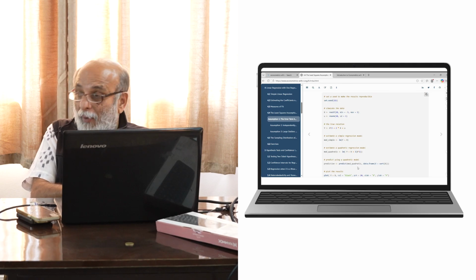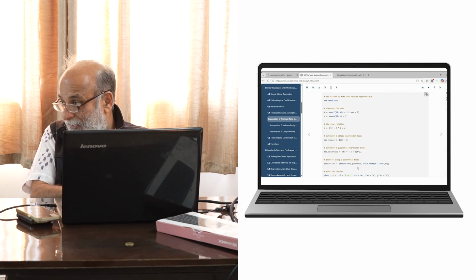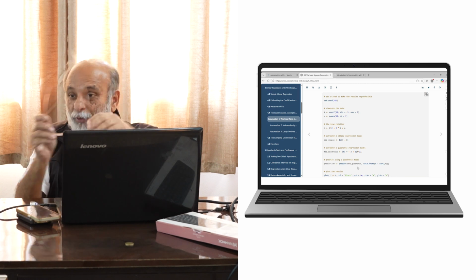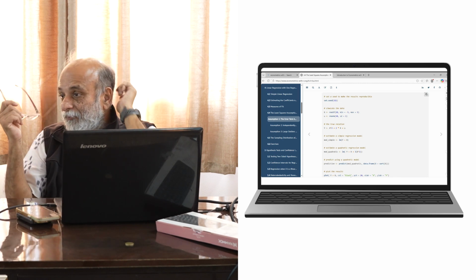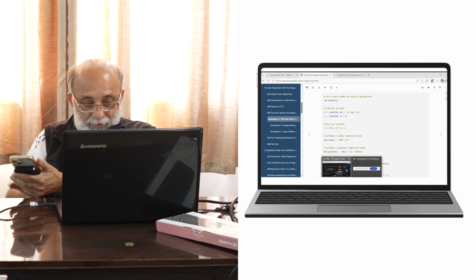So calculating y hats, all of you would have known that. You put the values of x in the model, you'll get values of y. Those are called the predicted values of y. So let's do that.